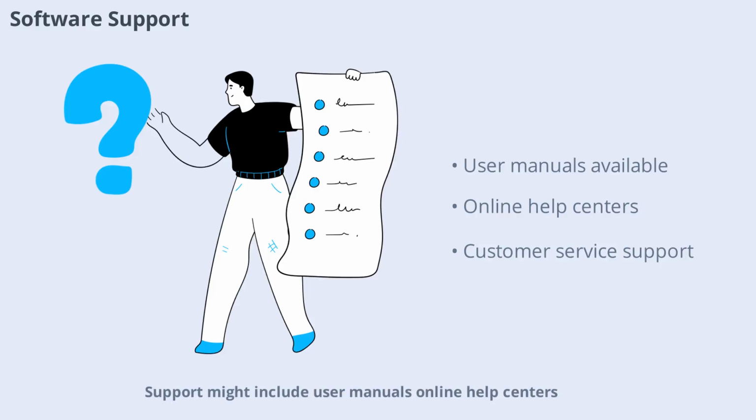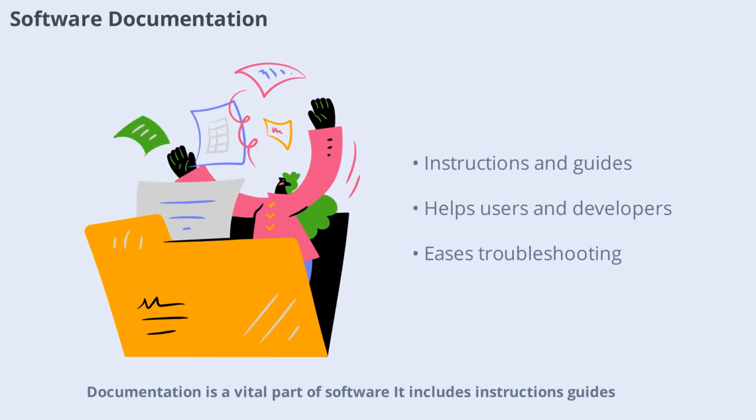Good software comes with support options to help users solve problems. Support might include user manuals, online help centers, or customer service teams. If you run into trouble, these resources can guide you through troubleshooting and ensure you get the most from your software.